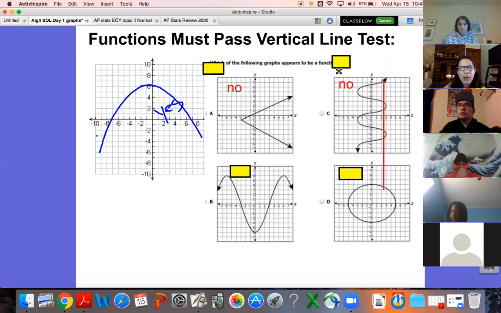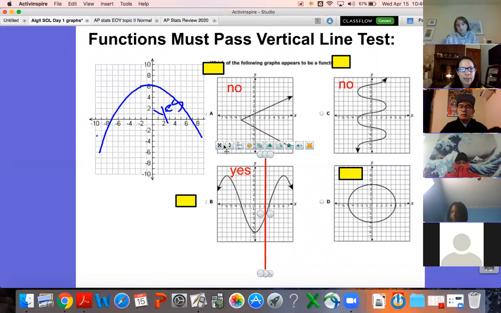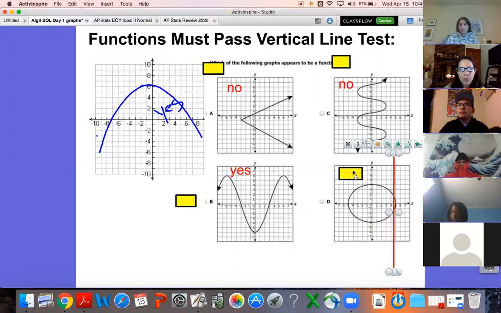Okay, how about this guy? Is this one a function? Yes. And then how about this last guy? Is he a function? No. All right, so we need to remember how the vertical line test works. Super easy, not at all hard.